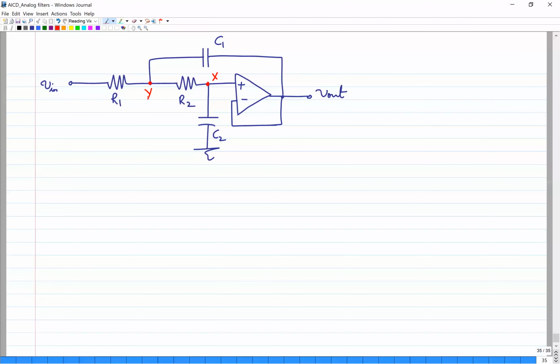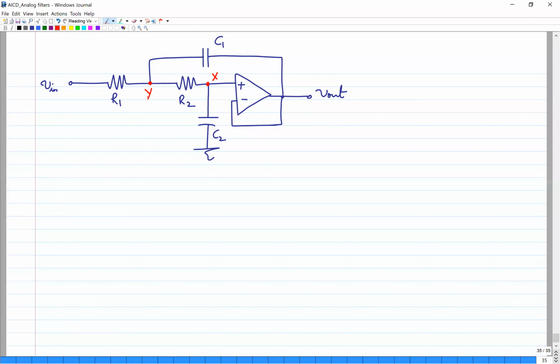I said that Sallen and Key will give you a second order filter. Now how do we verify that this is a second order filter? That can be understood by writing the transfer function for this particular circuit. So let us start analyzing this.